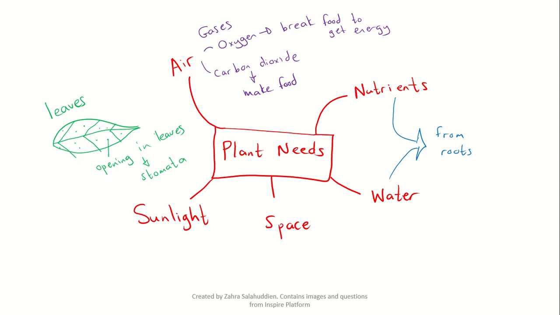How does the gas go in and out of the plant? It goes in and out of the plant from the leaves, the small holes in the leaves. This is also where the plant makes the food by taking the sun. The nutrients and water are taken into the plant from the roots. And of course, if a plant does not have enough space, it will not be able to get the other things that it needs in order to grow.